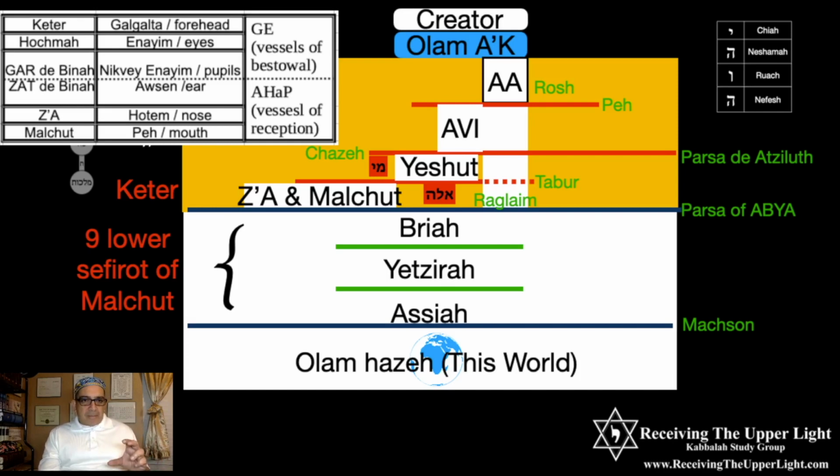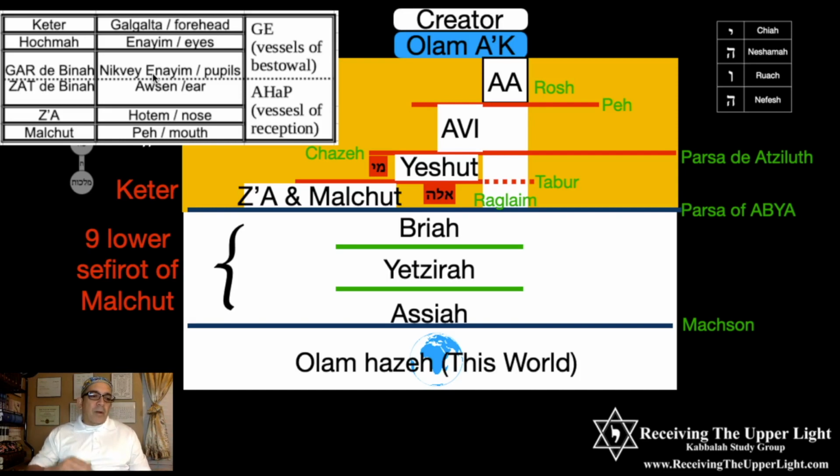The word bara basically represents a small state. A small state represents when none of the vessels of reception are used, only the vessels of bestowal. So bara signifies that. And that is because of the restriction that Malchut did when she ascended all the way to Nikvei Eynayim and Chazeh. In this way, it's like Bina, it doesn't basically need anything.